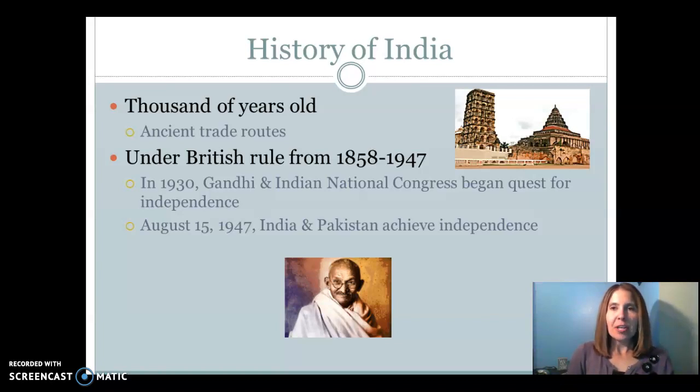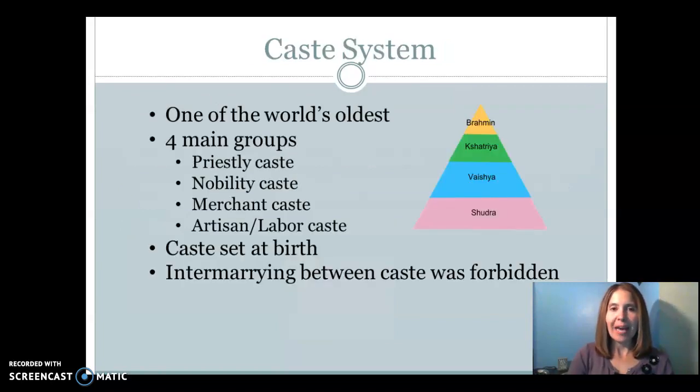In 1930, the Indian National Congress, led by Gandhi, began working on achieving full national independence from Great Britain. It was a long battle, but independence was achieved in 1947, with the stipulation that the northern part of India would become Pakistan. India's social class structure was founded on a caste system.